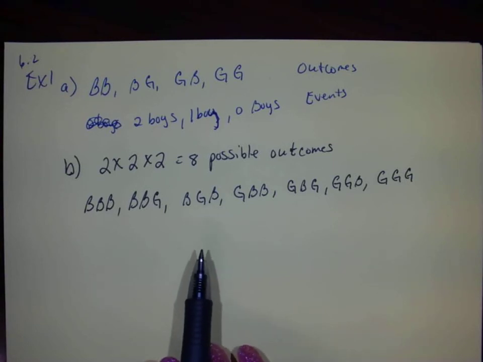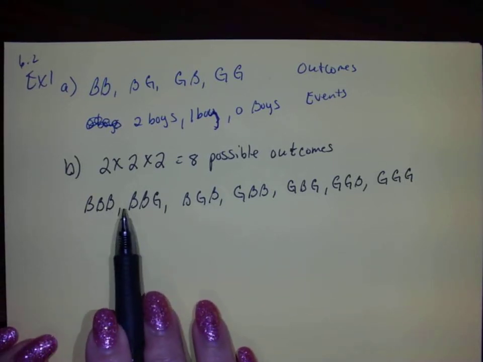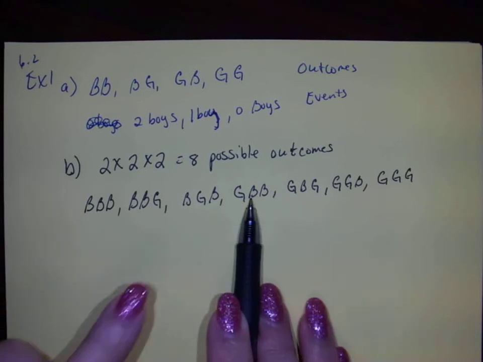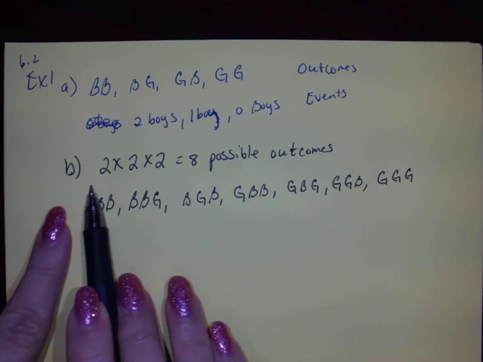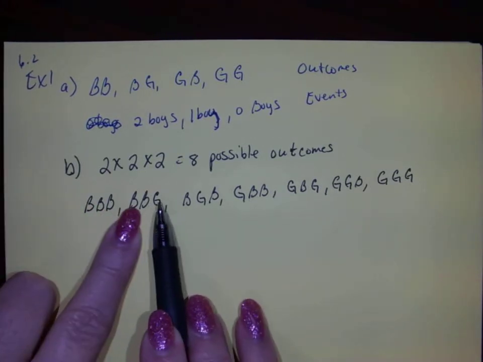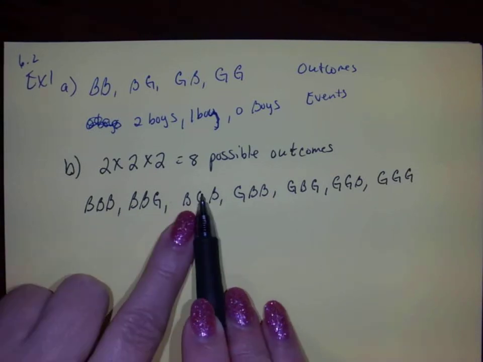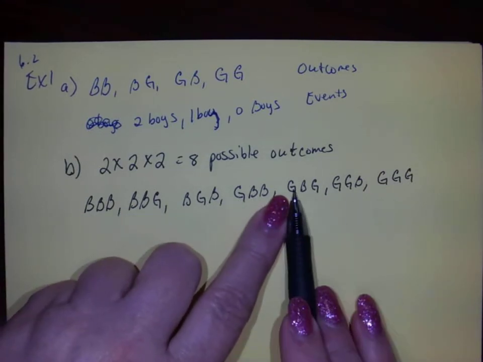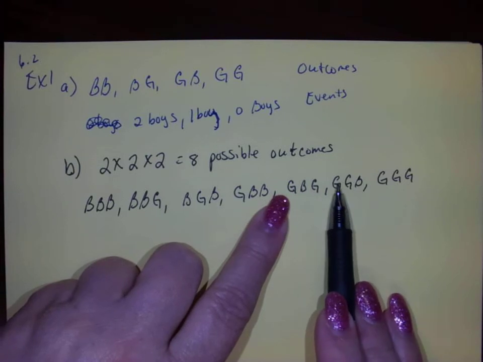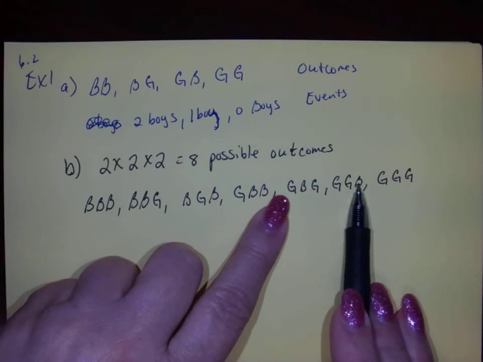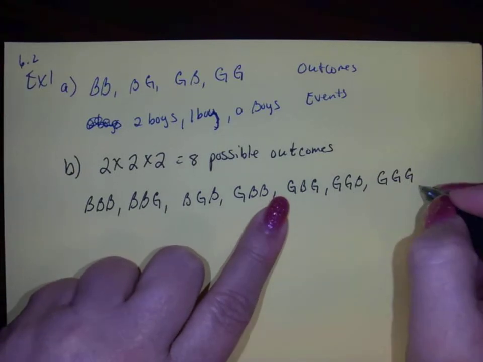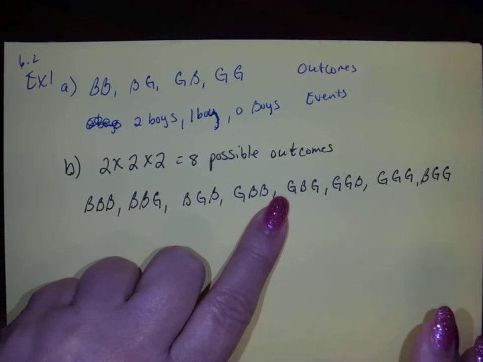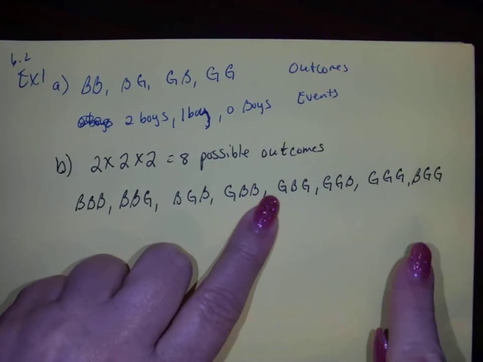Let's see. Oh, so three boys, 2 boys and a girl, 2 boys, a girl, a boy, and boy. So what I did here is I did all of the boys. I did 2 boys and a girl, and then I moved the G over one place, and then I moved it over another place. So that makes sure I don't miss one. Over here, I did a girl, a boy, and a girl. I did a girl, and a boy. I did not do a boy, a girl, and a girl. So I missed this one here. A boy and 2 girls.